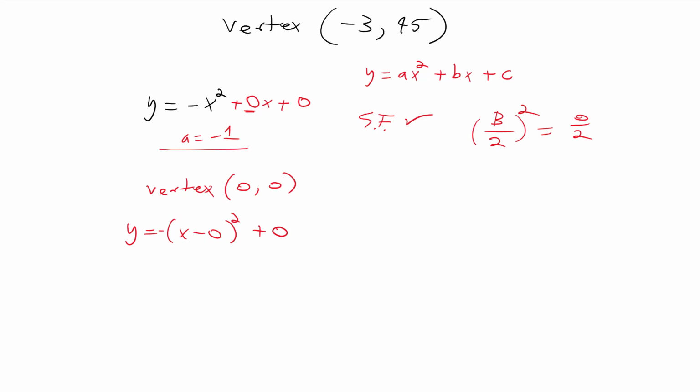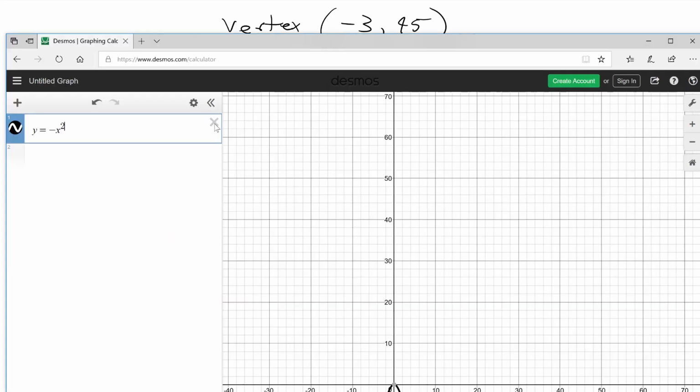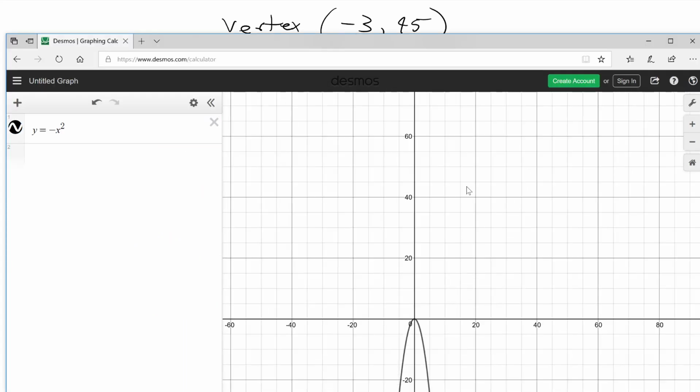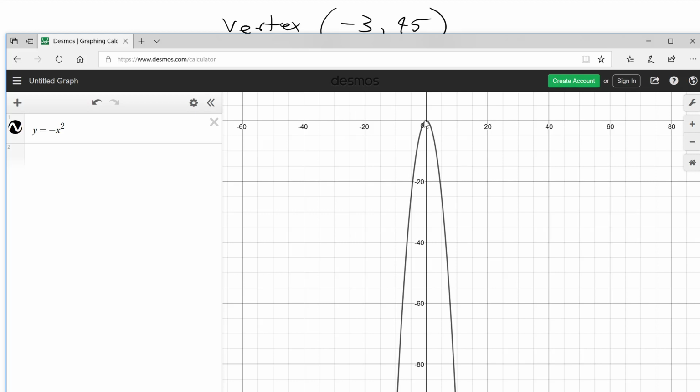And this is negative, so I might make sure I do that. So x is 0 here, and then what's left over is also 0. And so we can graph that on Desmos. And by the way, this parabola opens down because we have a negative value for a. All right, but let's look at it on Desmos real quick. It opens down, and it is right at the origin at 0, 0.